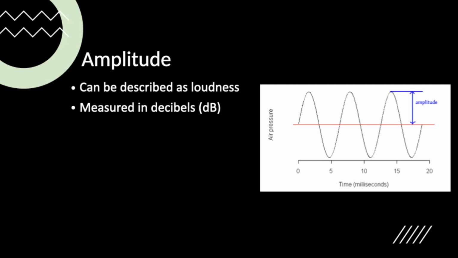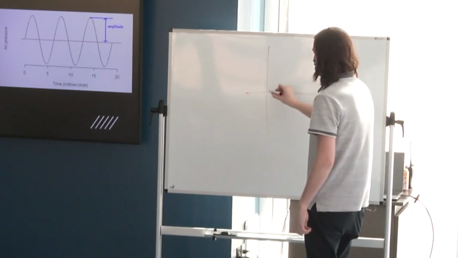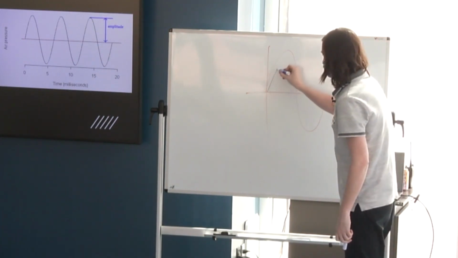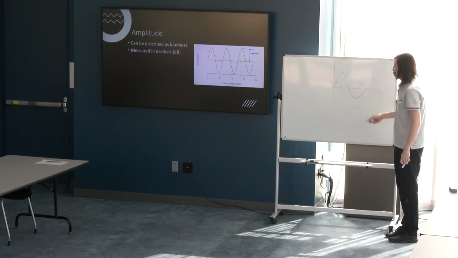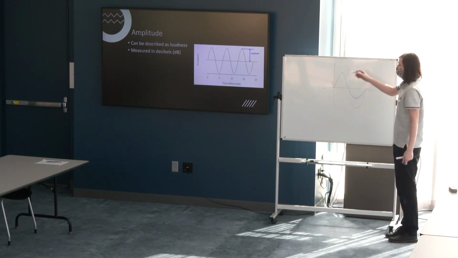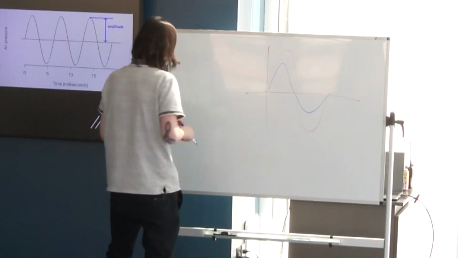Amplitude, I think amplitude's easy. Basically amplitude relates to loudness. So I'm going to draw another little sine wave. If I have this sine wave right here and I draw the same frequency, so it'll start and end at the same spot, the blue wave has a lower amplitude, so therefore it's quieter than the red wave. Even though they're the same frequency, they play the same note, but the blue one is quieter.